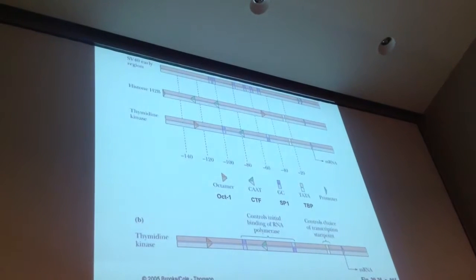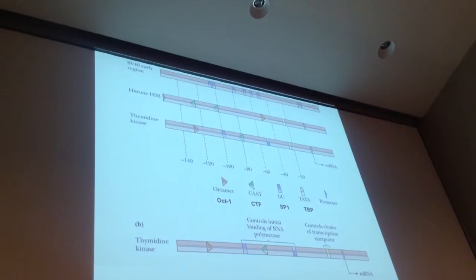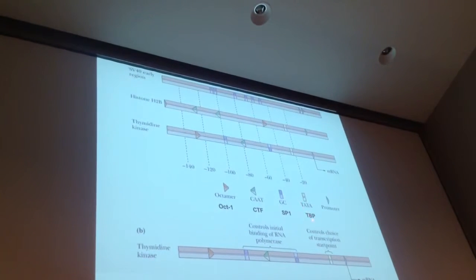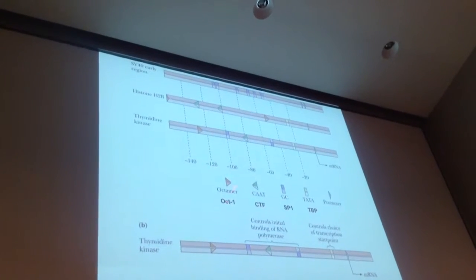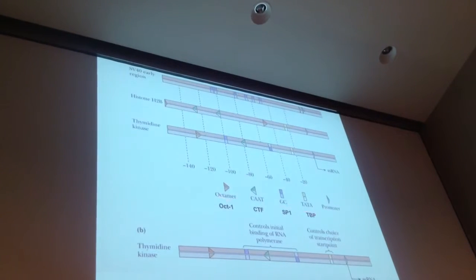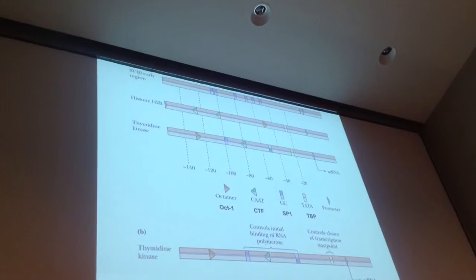The other thing to remember is these are sequences, so those are in the DNA. But these proteins, OCT1, CPF, SP1, EBP, are proteins that recognize those sequences and bind. They have affinity.